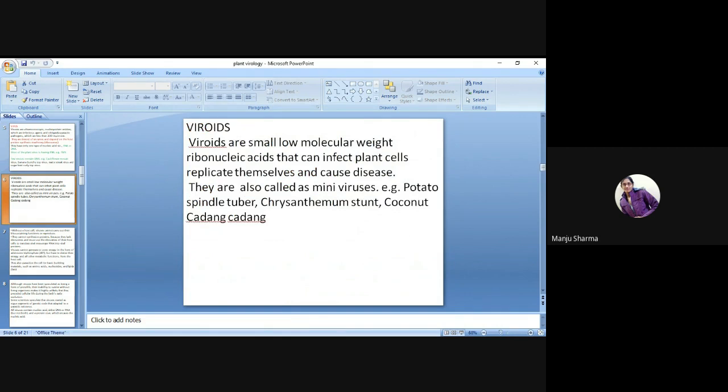Viroids are small, low molecular weight ribonucleic acids that can infect plant cells, replicate themselves, and cause disease. So they are also called mini viruses. Examples: potato spindle tuber, chrysanthemum stunt, and coconut cadang-cadang.